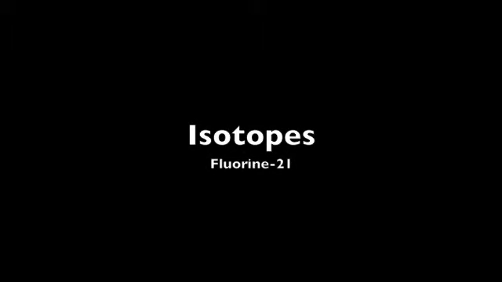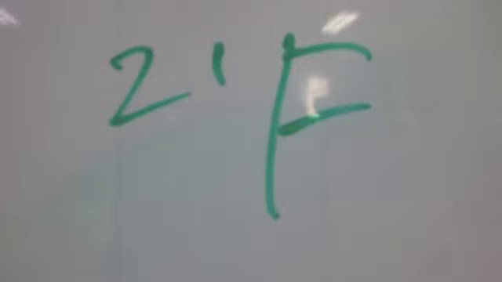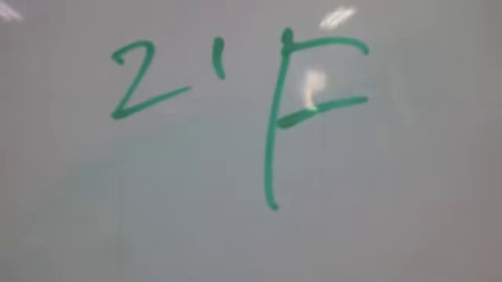This details the formation of the fluorine-21 isotope, a very unstable isotope of fluorine. Again, this is another way to write out the fluorine-21 isotope. You could also write it fluorine-21.